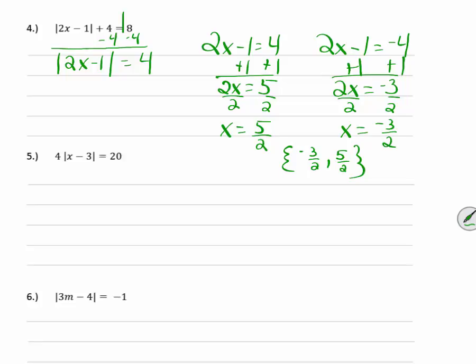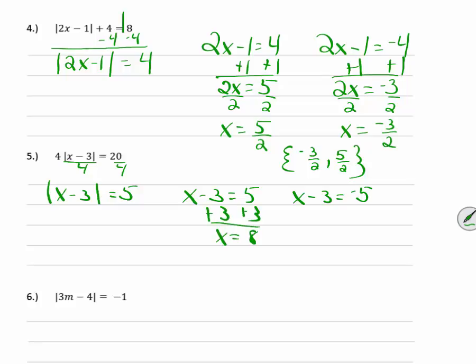For number 5, I have a 4 on the outside. It's being multiplied by the absolute value. So first I have to cancel that by dividing. So we're going to have absolute value of x minus 3 equals 5. Now I can set up my two equations. So x minus 3 equals 5. x minus 3 equals -5. Add 3 to both sides, so we're getting x equals 8. And then add 3, and you're getting x equals -2. Solution set, -2, 8.